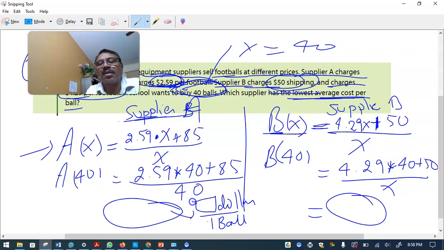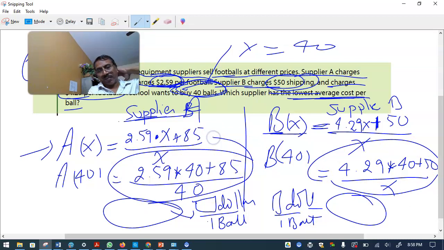So there will be some answer. And the same thing here also for each ball, how many dollars? So you can use the calculator and figure out yourself.